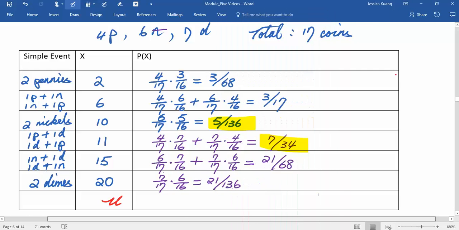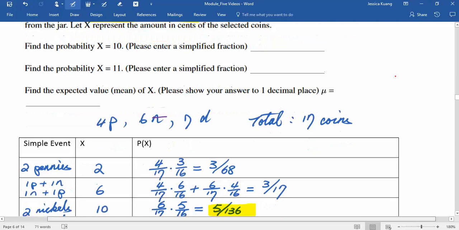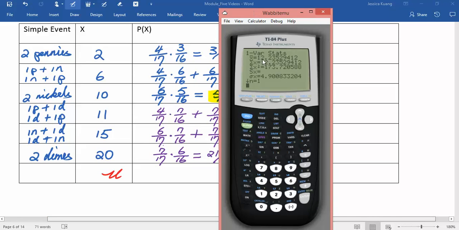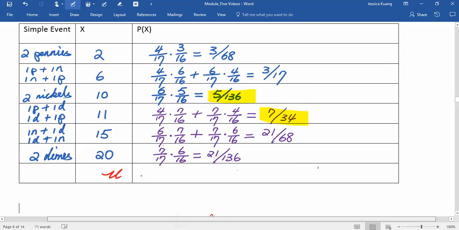And let me double check. I need to round my answer to 1 decimal place. So my final answer will be 12.2. So mu equals 12.2. And that is the end of your calculation.